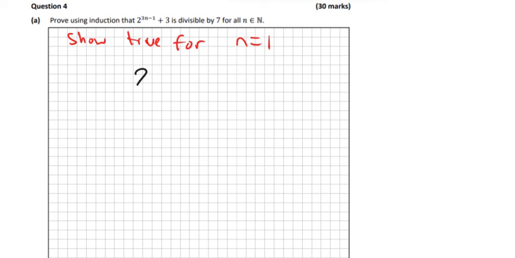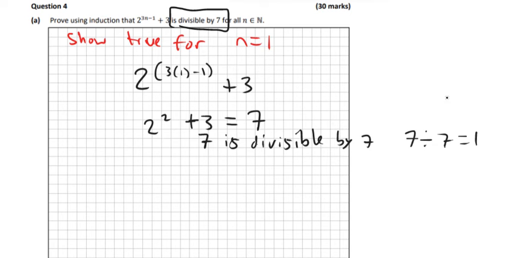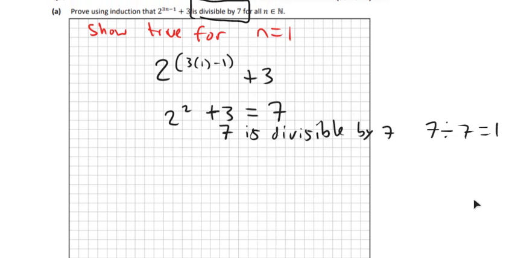So if n is 1, then we get 2 to the power of 3 times 1 minus 1, and plus 3 at the end. So 3 times 1 would be 3, take away 1 is 2, so we just get 2 to the power of 2 plus 3. So that's 4 plus 3, which is 7. So is that divisible by 7? Well, 7 is divisible by 7, because 7 divided by 7 is 1. So we've shown that it's true for n equals 1.